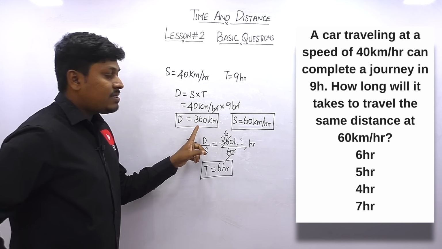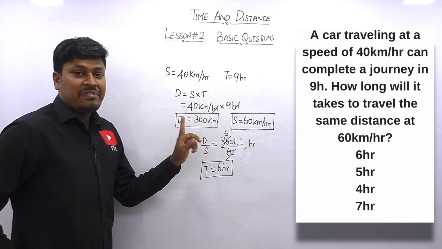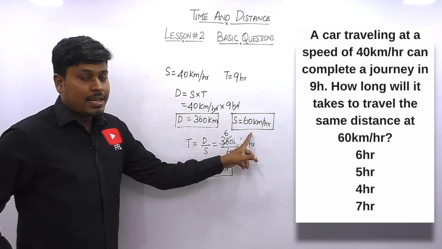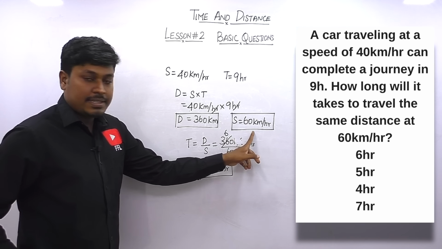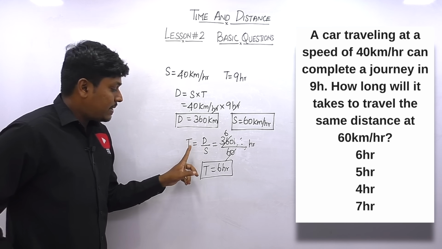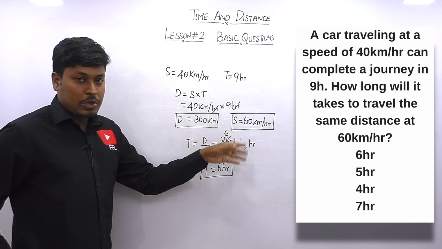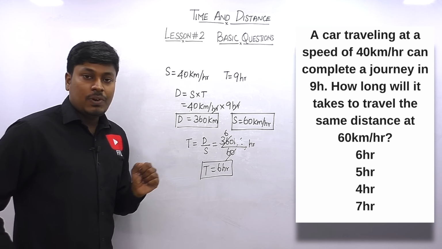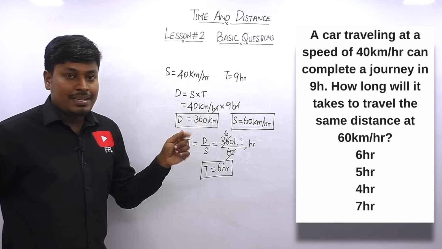So what we did initially, by using the data, we found the total distance of the journey. After finding the total distance, our target is to find the time when the car speed is 60 km per hour and the same distance is 360 km. So time equals distance by speed. Similarly we cancelled kilometers and kilometers. So finally we got the answer as 6 hours. So the answer for this question number 3 is 6 hours.